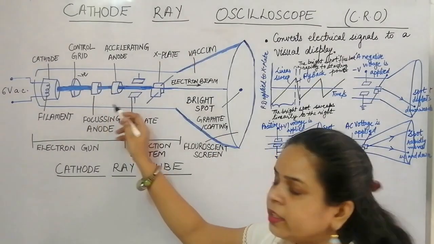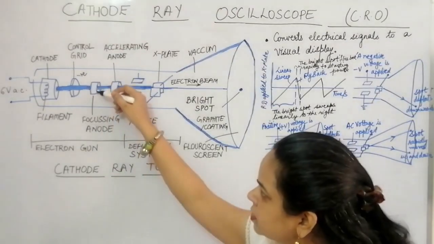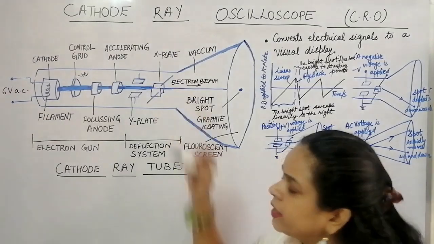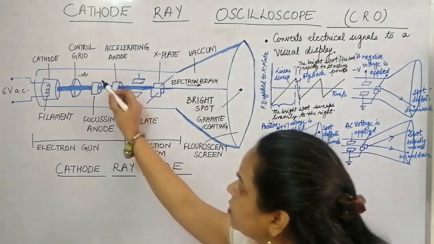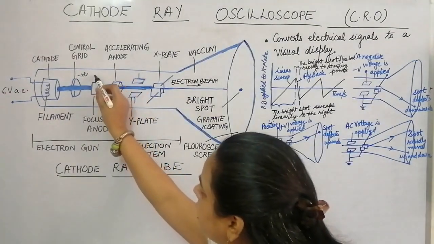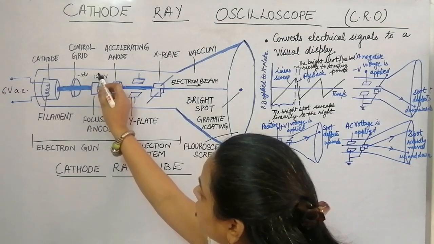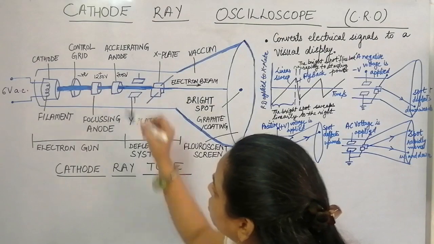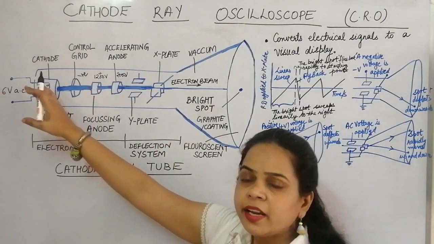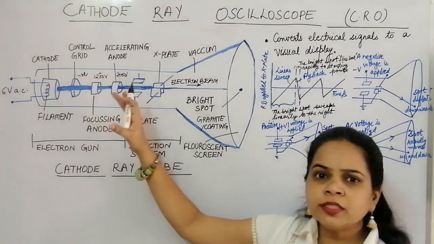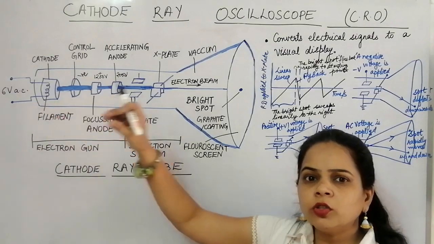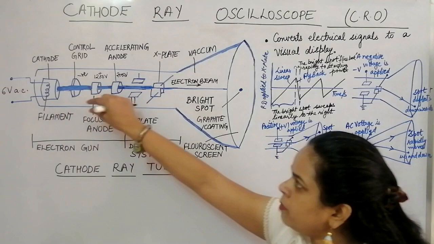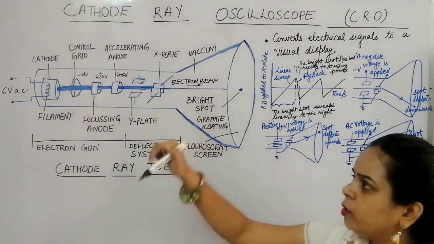Now there are two sets of anodes. The first anode is the focusing anode and the second anode is the accelerating anode. These anodes are placed at a positive potential. Let it be 1200 positive volts here, and 2000 positive volts here. Since the electron beam is coming and the anode is carrying a positive voltage, the electrons will be attracted towards the anode. So the beam is channelized towards the anodes.